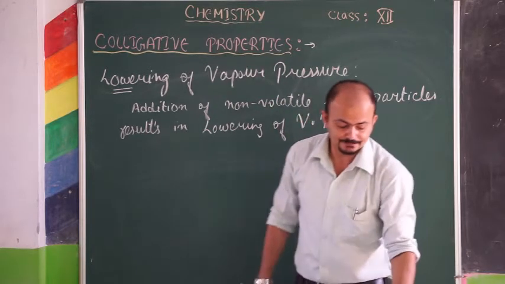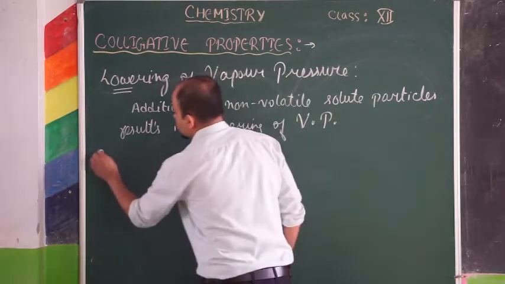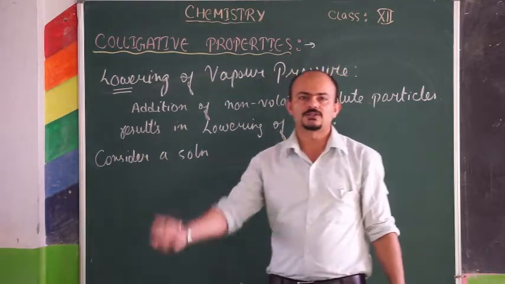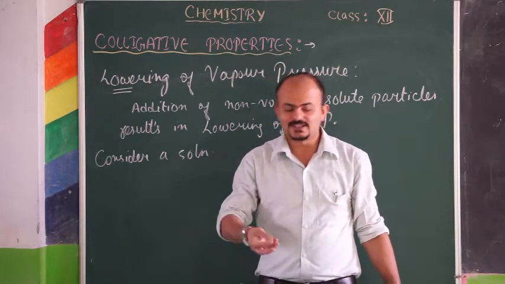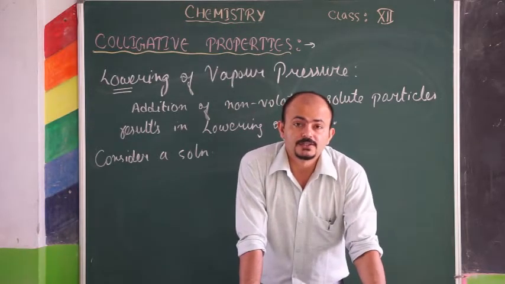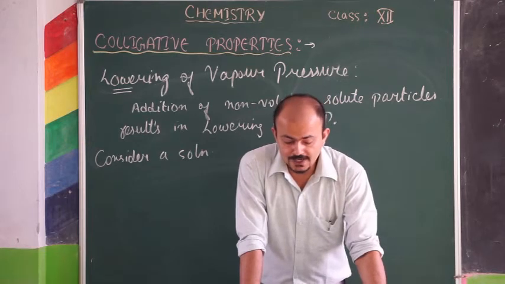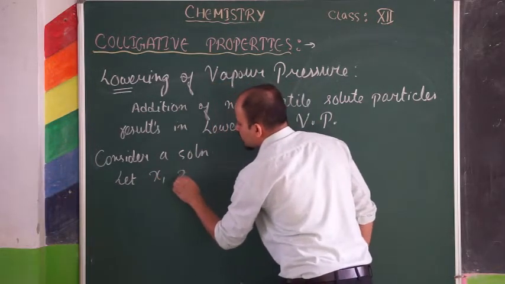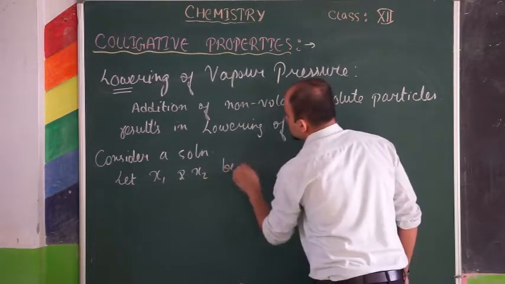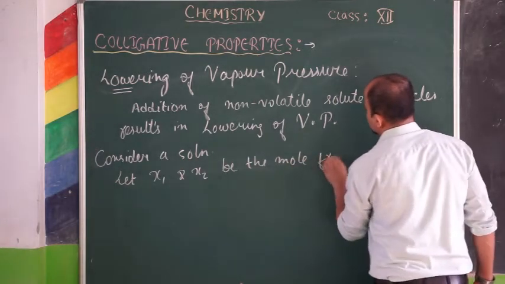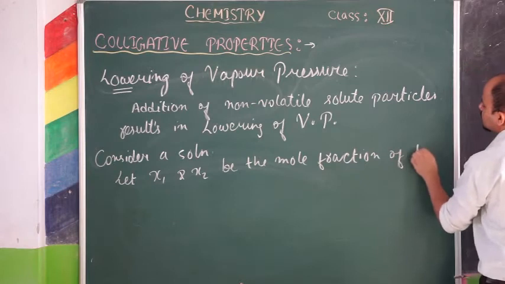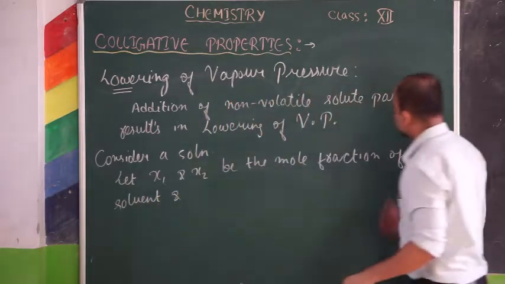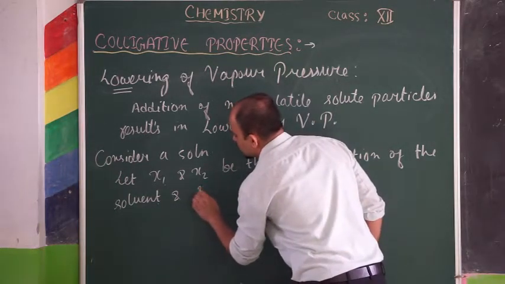So let's consider a solution obtained by dissolving certain moles of a non-volatile solute in certain moles of the solvent. Let x1 and x2 be the mole fractions: x1 is for the solvent, and x2 is the mole fraction of the non-volatile solute.